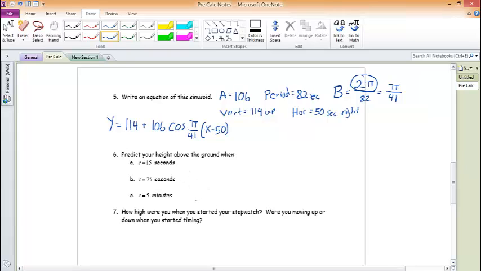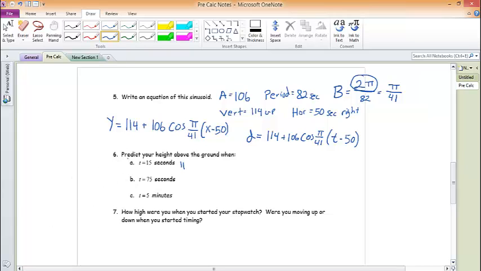So using our equation in 5, we're going to predict what our height is at certain time intervals. Now we can do this one of three ways. We can type out the function each time for our time intervals, and actually I'm going to rewrite this real fast as distance from the ground is equal to 114 plus 106 cosine of pi over 41 times (t minus 50). I just changed my variables to d and t. Okay.